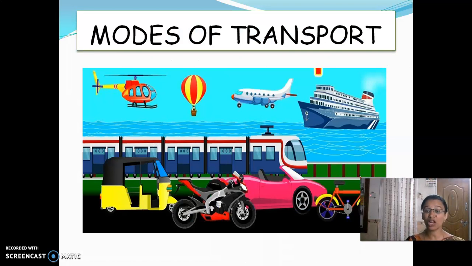Okay. And then what are the modes of transport? Yes, tell me, what are they? Yes, land transport, water transport, and then what's the last one? Yes, airway transport. So these are the three modes of transport.